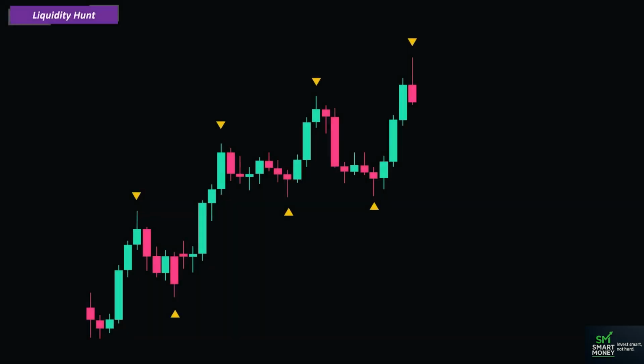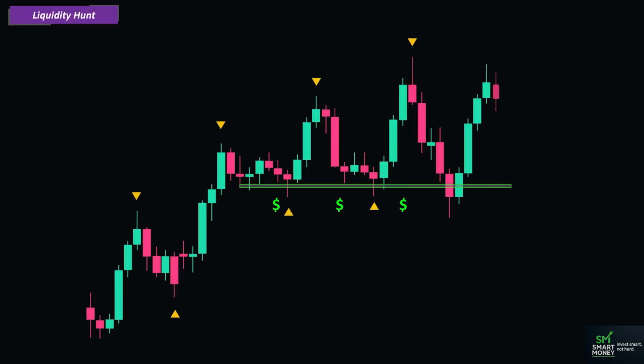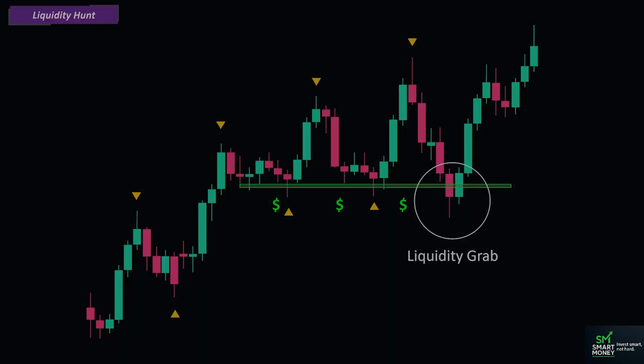Number 2. Liquidity grab. If the swing low is placed in a liquidity area, price may briefly break below it to grab liquidity and then quickly reverse. This was just a false move to grab liquidity, not a real reversal, which makes the change of character invalid.